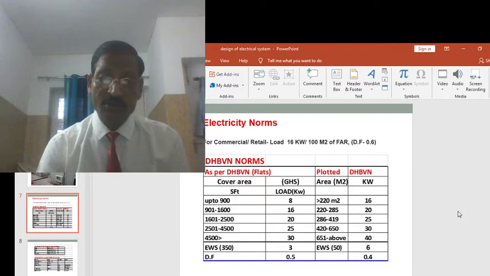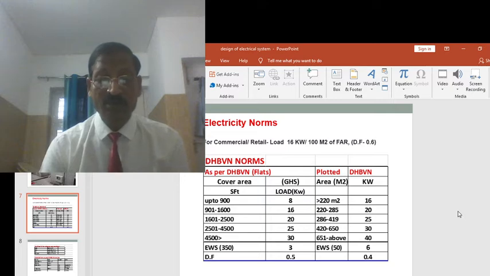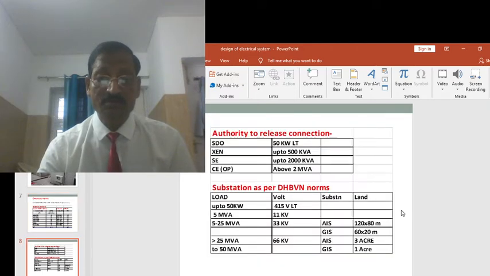In case of a plotted colony, if the plot area is greater than 220 square meter, then the load will be 16 kilowatt. Similarly, if it is 651 and above, the load should be 40 kilowatt. For an EWS flat plot, the load will be 6 kilowatt, and the overall diversity will be 0.4. So these are the norms for calculating the electrical load of any plot or any building.